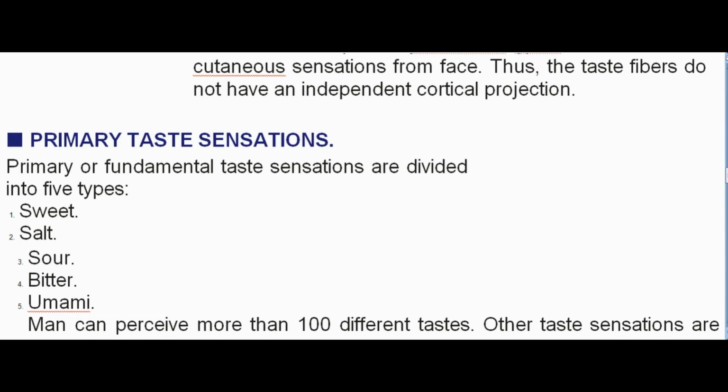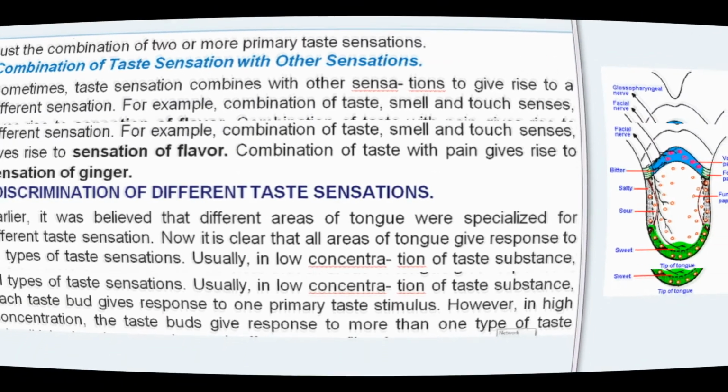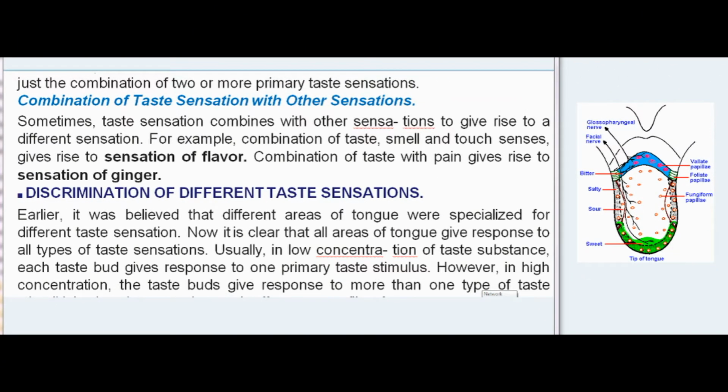Primary taste sensations. Primary or fundamental taste sensations are divided into 5 types: sweet, salt, sour, bitter, umami. Man can perceive more than 100 different tastes. Other taste sensations are just the combination of two or more primary taste sensations.